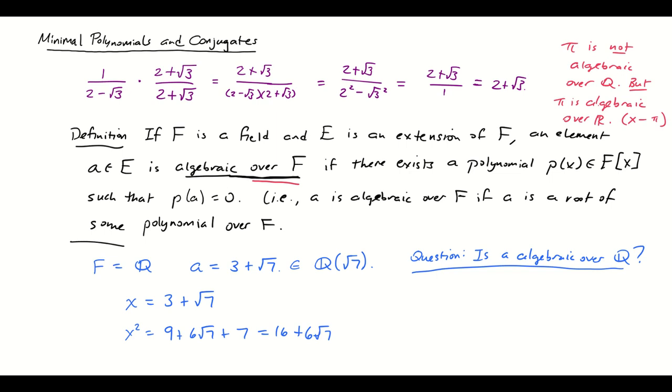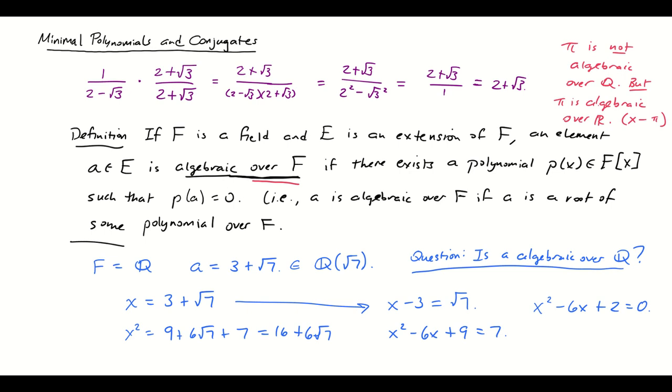And I'm no closer to having something nice here. So I could do that, and there's nothing wrong with that, but I'm not going to use that as my core strategy here. Instead, I'm going to move 3 to the other side first. x minus 3 equals root 7. And then square both sides. Squaring both sides gives me x squared minus 6x plus 9 equals 7. And then subtracting 7 from both sides gives me x squared minus 6x plus 2 equals 0.